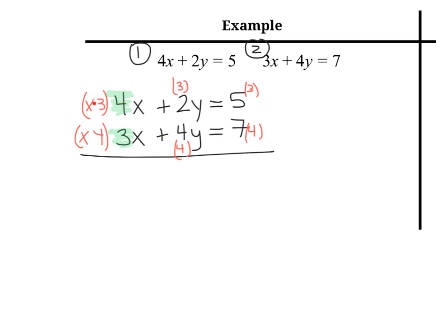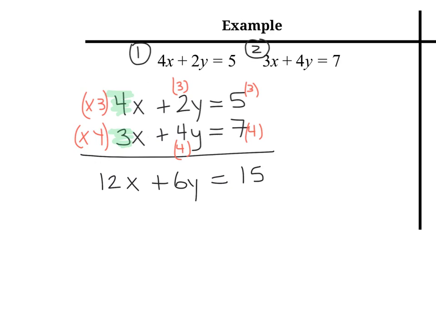So we'll start with the first equation. We've got 4x multiplied by 3, which is 12x. Then we've got 2y multiplied by 3, which is a positive 6y. We have our equal sign, and then we've got 5 multiplied by 3, which is 15.